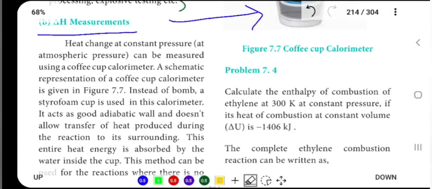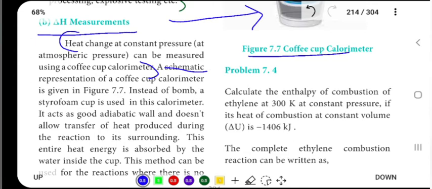So delta H measurements. Here, heat change at a constant pressure, that means at atmospheric pressure, can be measured using a coffee cup calorimeter. A representation of the coffee cup calorimeter is given in figure 7.7.